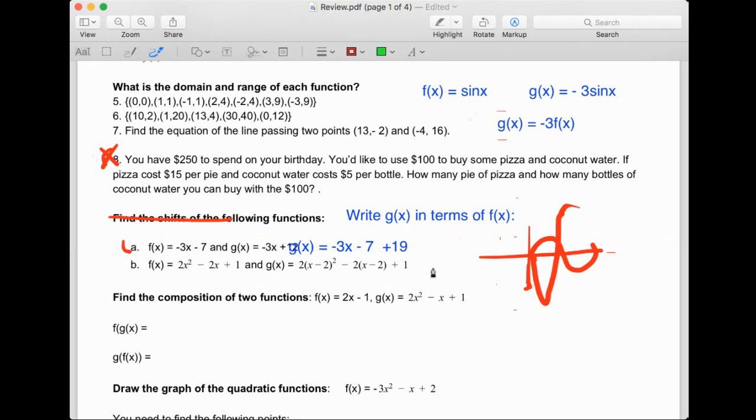Let's see if this makes sense. So g of x, we can write as negative 3x minus 7 plus 19, because negative 7 plus 19 is 12, right? So now we see function f here. Negative 3x minus 7, that's f, right? So that means we can write g in terms of f in this way, equals f of x plus 19.